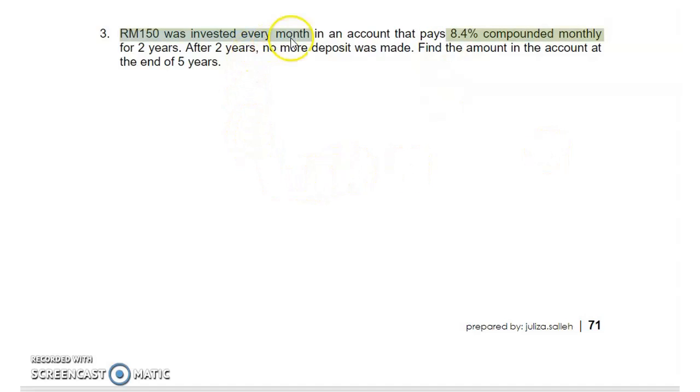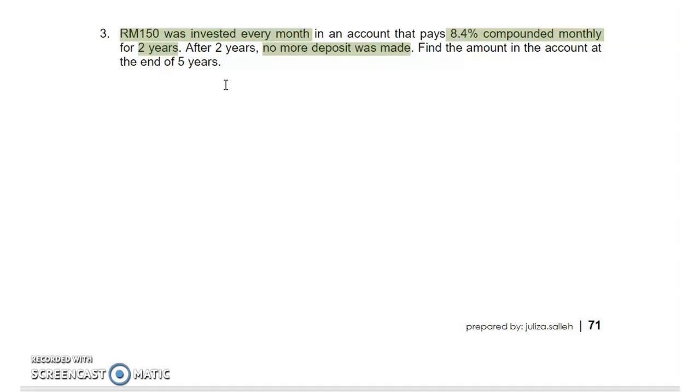So if you invest every month, the interest also must be compounded every month, or monthly, for 2 years. After 2 years, no more deposit was made. No more deposit was made means that there is no more value R. You did not pay 150 anymore. Okay, find the amount in the account at the end of 5 years. Amount in the account at the end of 5 years refers to future value, which is value S.